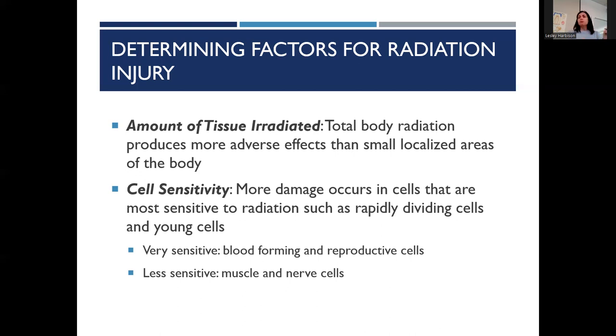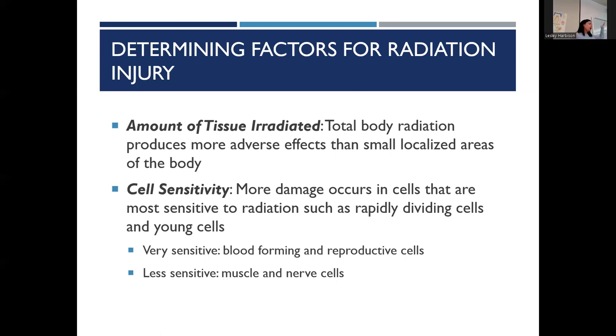But sensitivity: cells that are sensitive to radiation are going to be very young or rapidly dividing. Very sensitive are blood forming and reproductive cells. So small lymphocytes, what is it called? Let me make sure I'm saying the right word. I think I have it here, or it might be on the next one. But blood forming cells, reproductive cells, and then less sensitive are going to be your established cells.